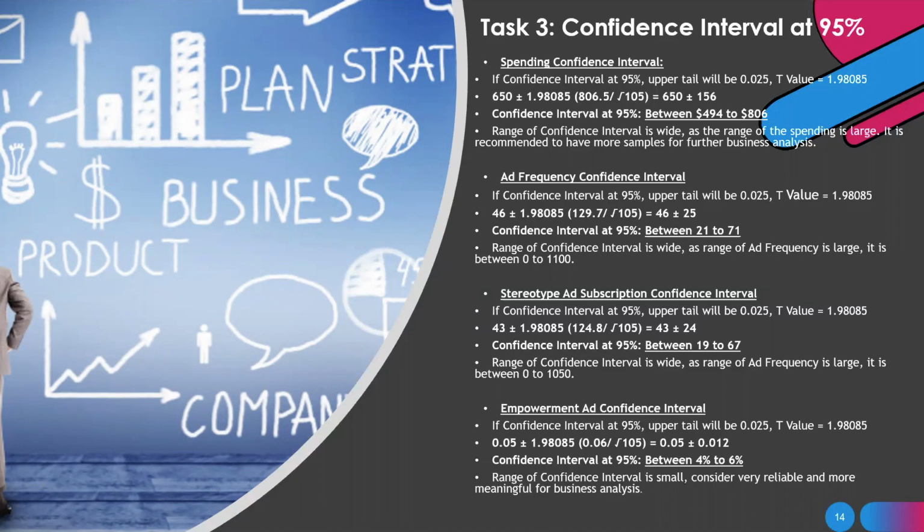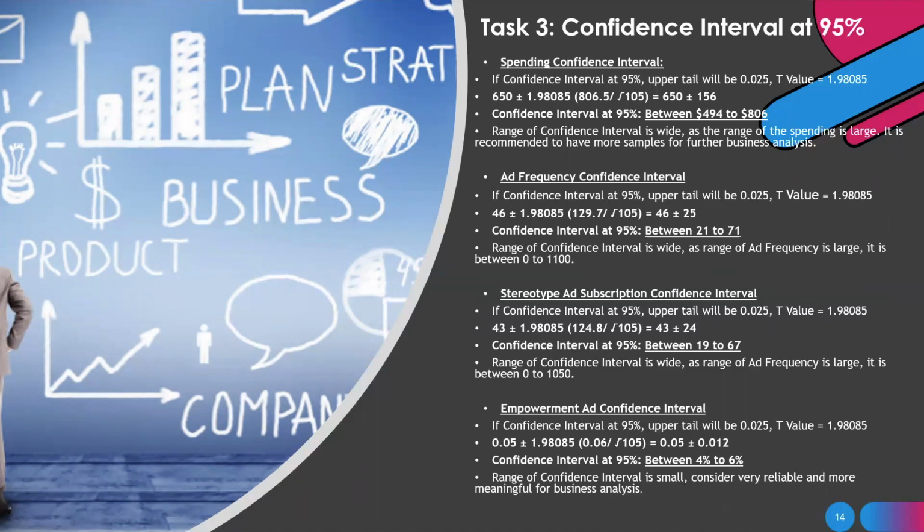For advertisement frequency, the confidence interval at 95% is between 21 to 71. In conclusion, the range of the confidence interval is wide as the range of advertisement frequency is large. It is between 0 to 1,100. For stereotype advertisement, the confidence interval at 95% is between 19 to 67. In conclusion, the range of the confidence interval is wide as the range of stereotype advertisement is large. It is between 0 to 1,050.